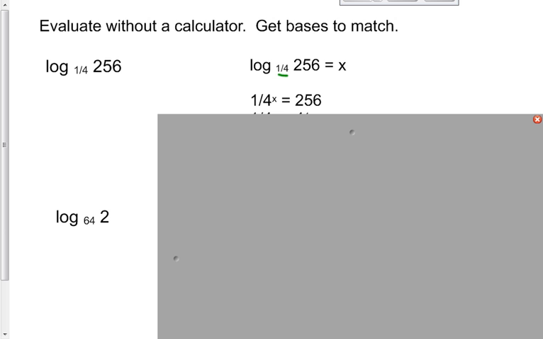Now we need to try to get bases to match. 1/4 and 256. Each one of these numbers comes from 4.